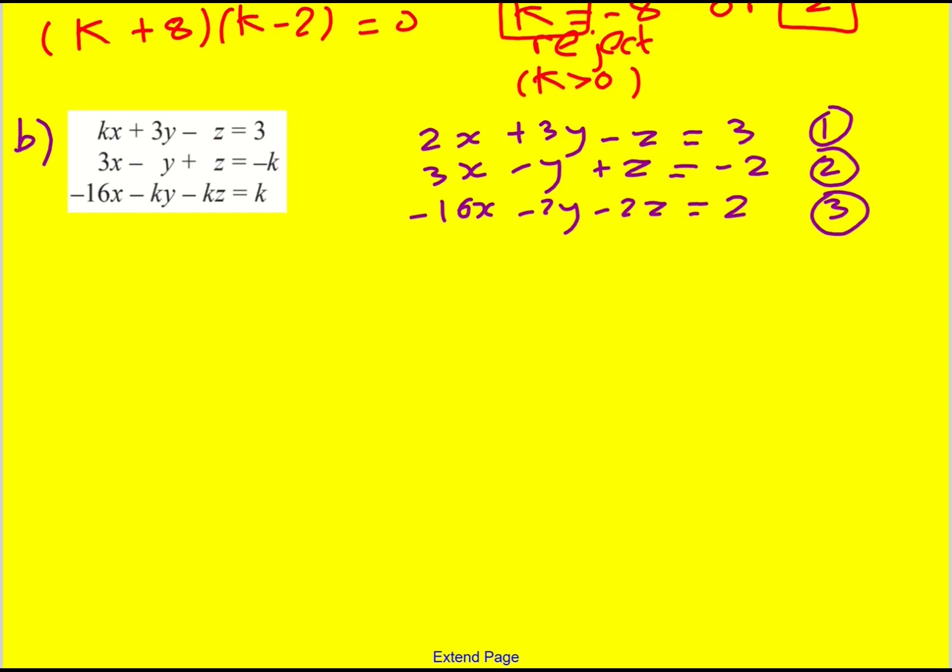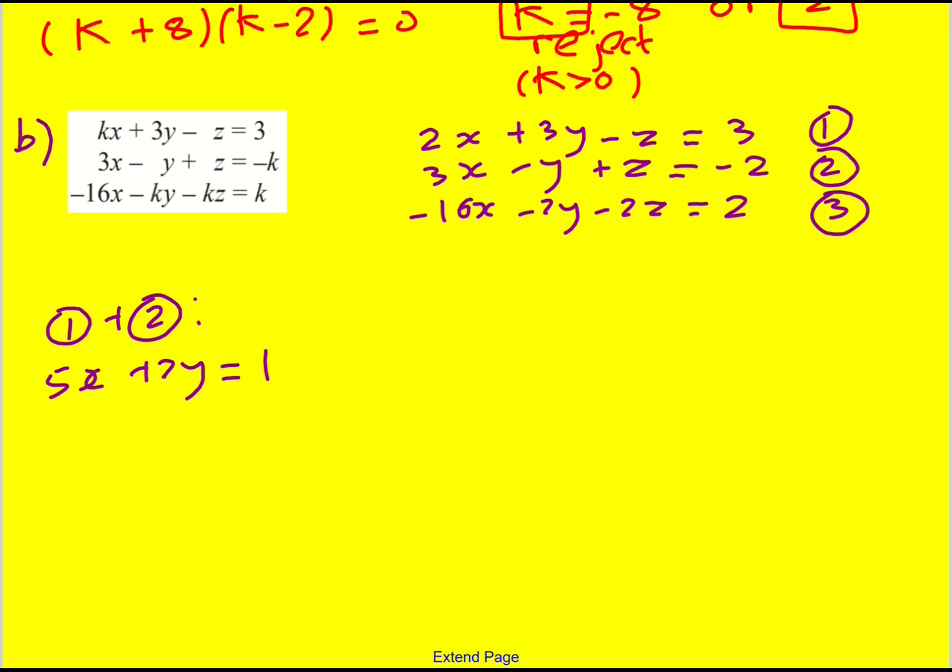We're going to go through the process of solving and see if there's a contradiction, or if we get possible solutions. We know that they can't be unique, but it could be that you get an infinite number. The first thing I'm going to do, because I've got z and minus z nicely lined up here, is add 1 and 2 together. This gives 5x plus 2y equals 1.